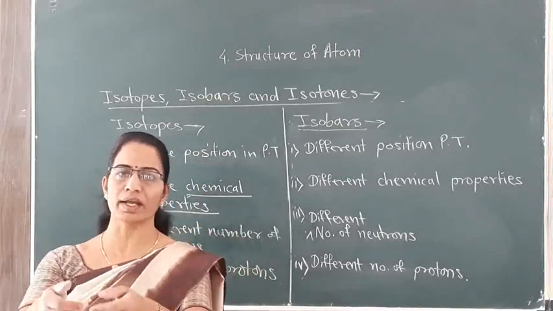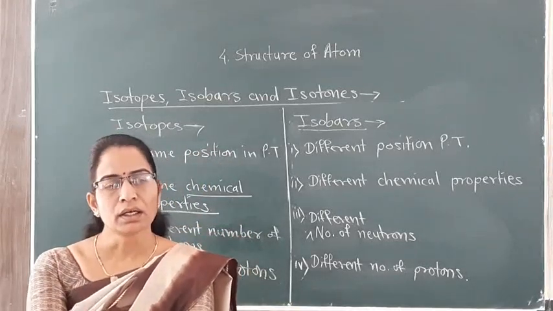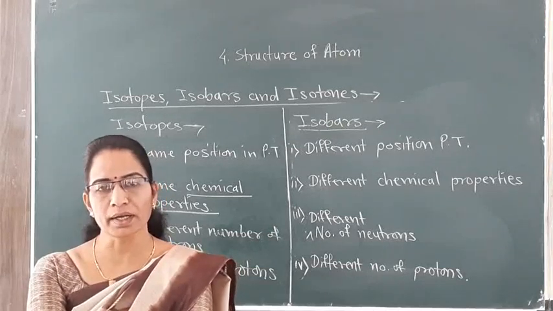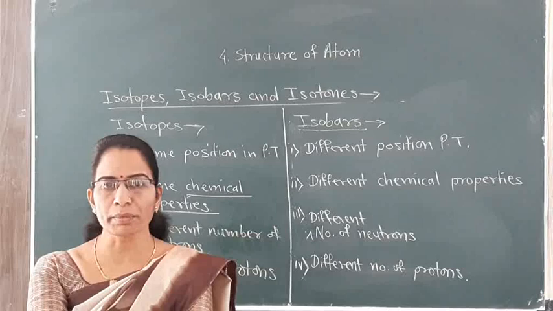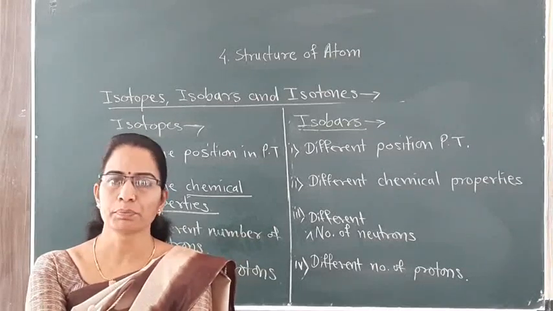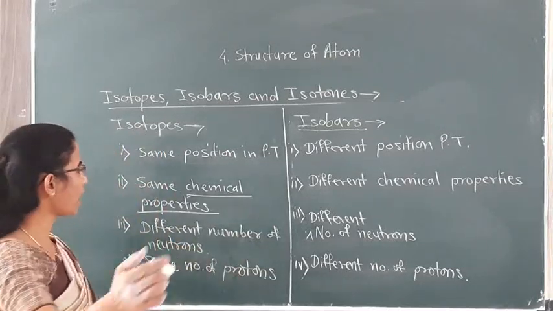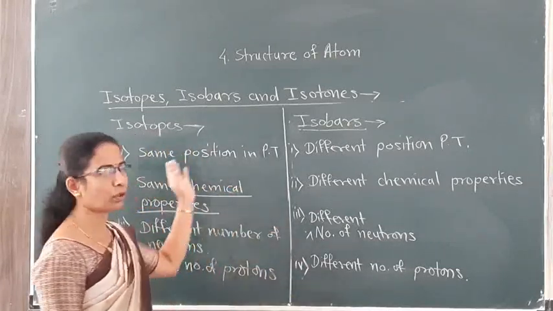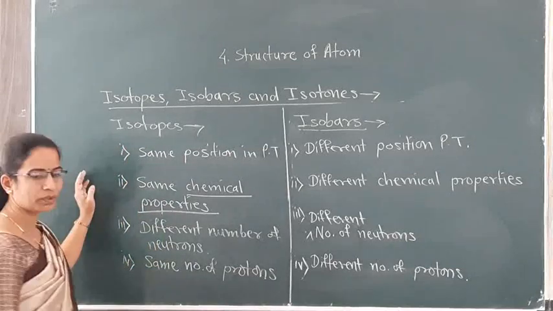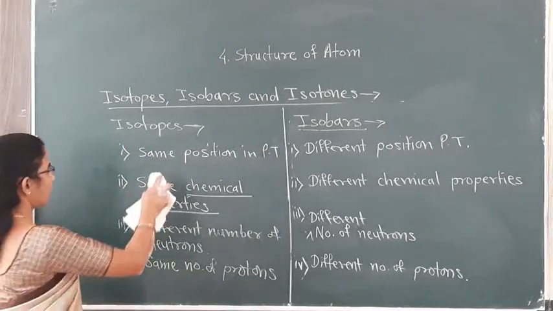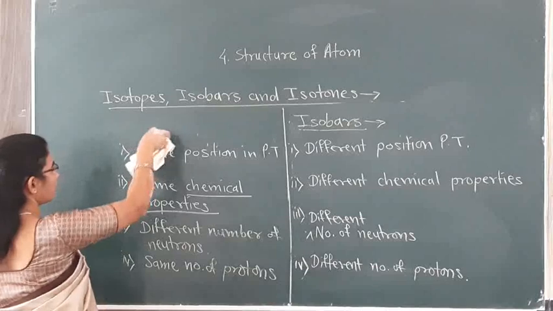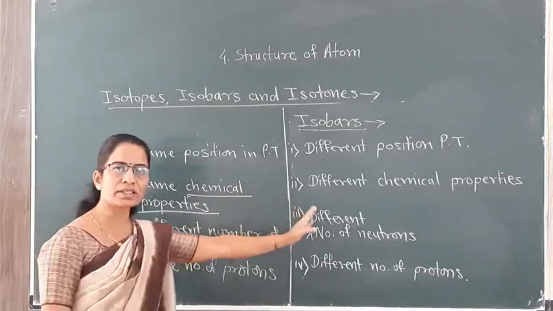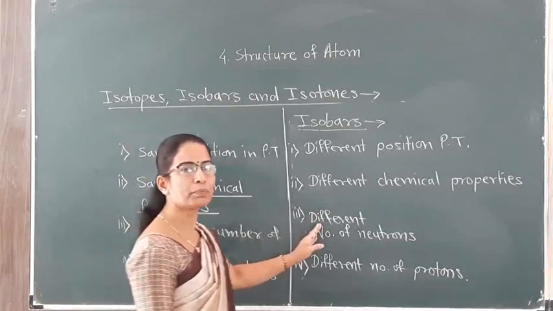Or we can also define the isobars as the different atoms of different elements having different atomic number but same mass number, that are called as isobars. You can also write the examples of isotopes and isobars here. Now one more term is also present. Here we have seen some of the elements are having same atomic number, while some of the elements are having same mass number.